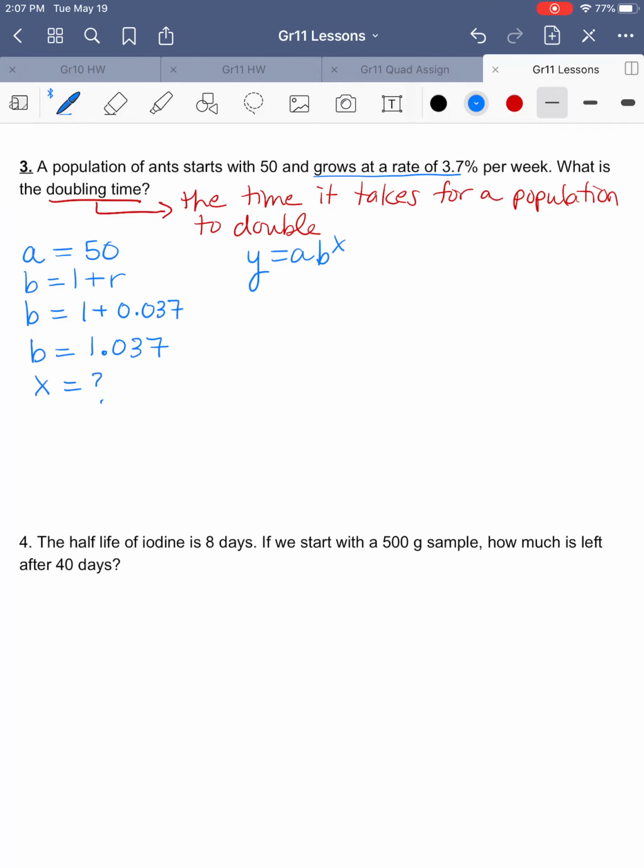Now, we haven't been given x because that's what we're looking for. We need to figure out x. We need to figure out our time. Now, we're being told that the population is doubling. So that means we need to find y. So y is just going to be double our initial population. So it's going to be 50 times 2. So y is equal to 100. And this is, I'm going to just write what I said, double the initial population.